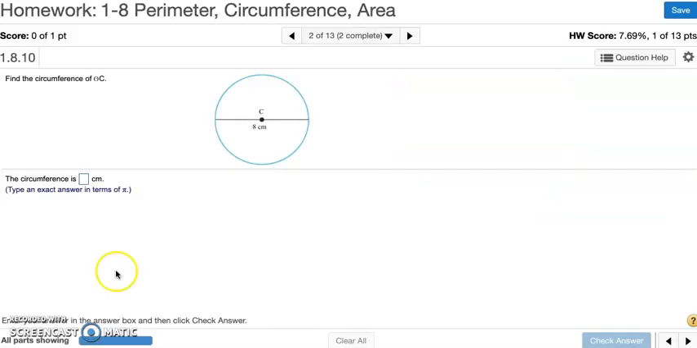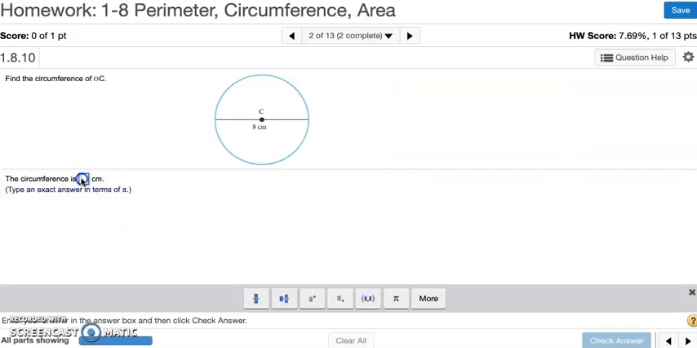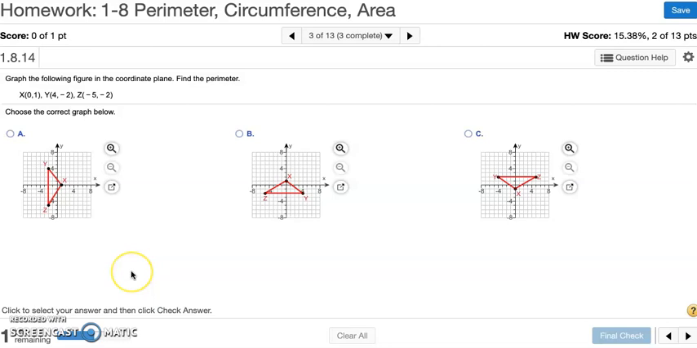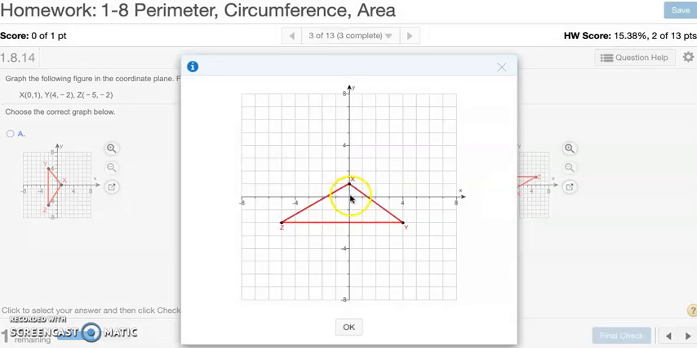So let's type it in. It tells you to put the answer in terms of pi, so you just type in 8 and then pi. And that's number 2. Number 3, graph the following figure in the coordinate plane and then find its perimeter. So for x we have 0, 1, y we have 4, -2, and z is -5, -2. It looks like that might be b. Here's 0, 1, here's 4, -2 for y, and -5, -2 for z, so it would be b.